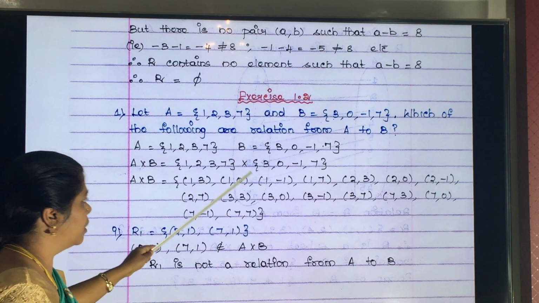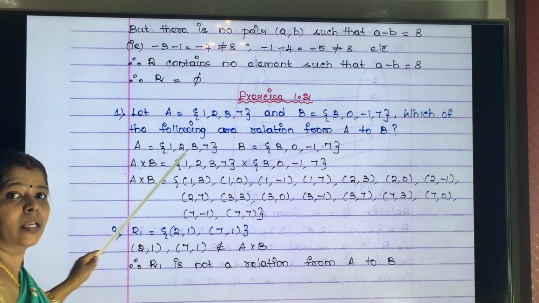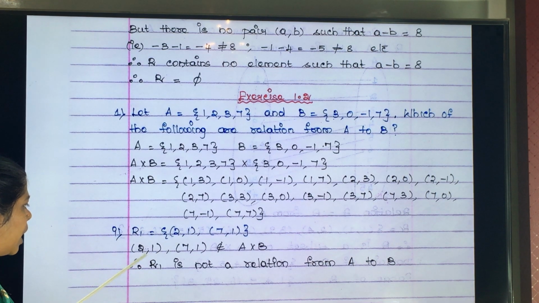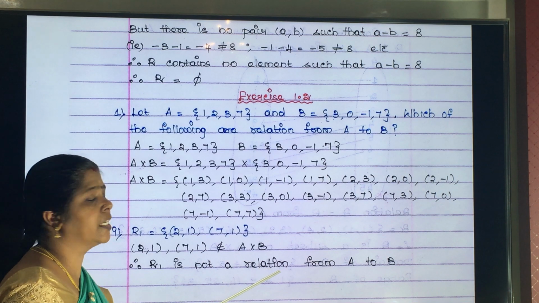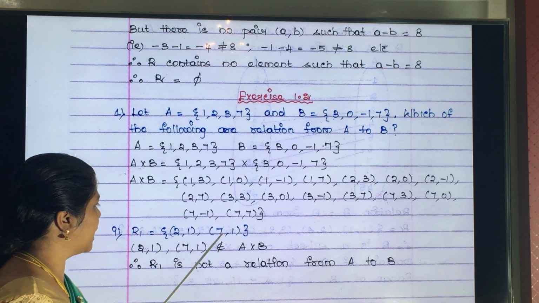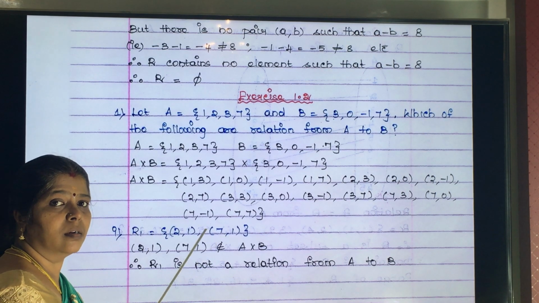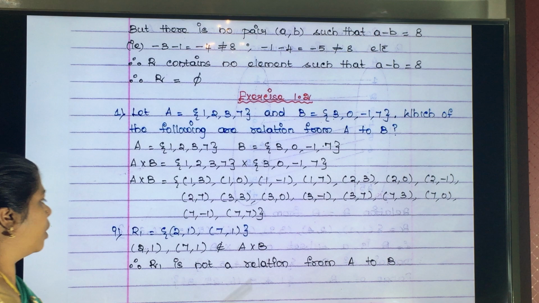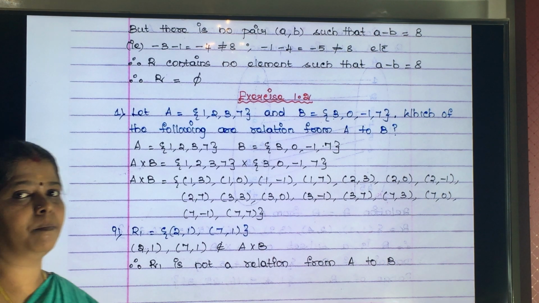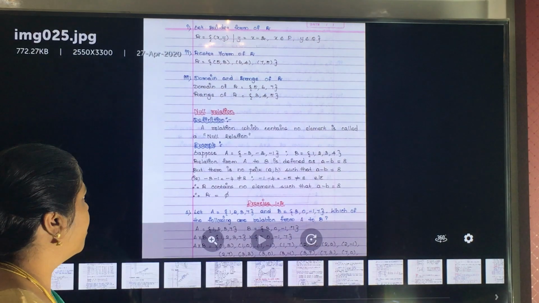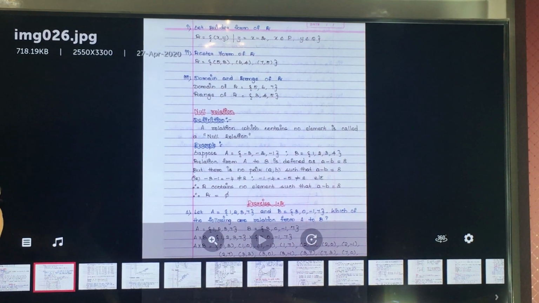So if it is not available in A cross B, we say the given relation R1 is not a relation from A to B. Okay, so this collection R1 is not a relation from A to B. This is how we need to do the sum. Okay, have you all understood? Now we will go into the next subdivision.